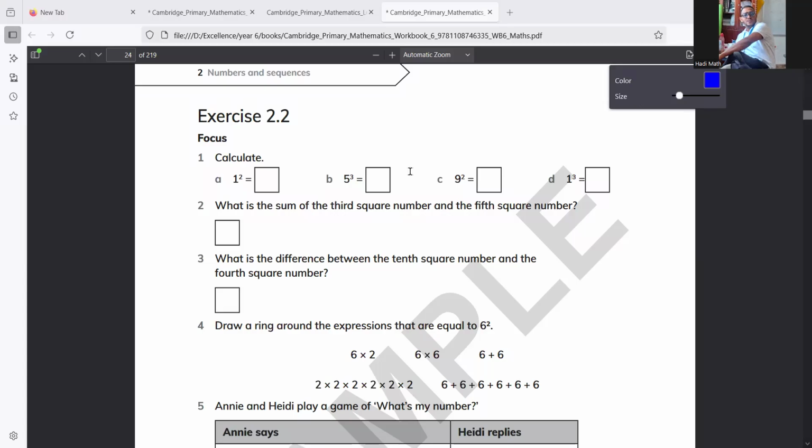Okay, dear student, let's go to exercise 2.2. This is grade 6, unit 2, Cambridge. So, this is a workbook. They ask you to calculate.